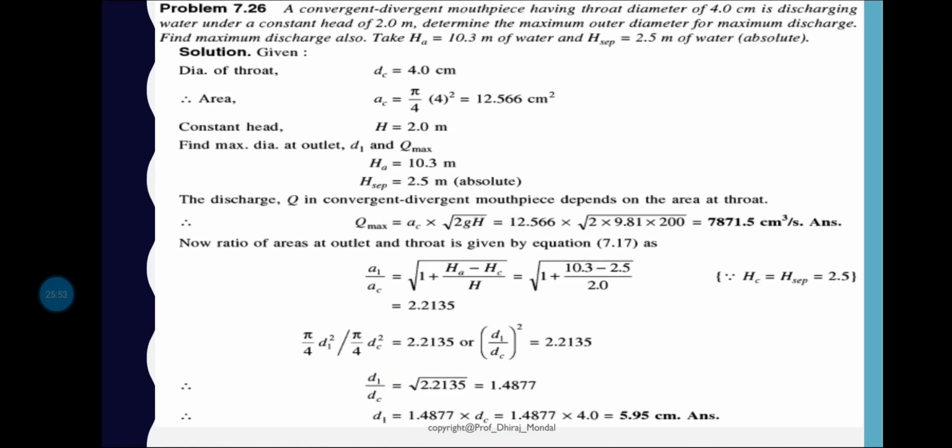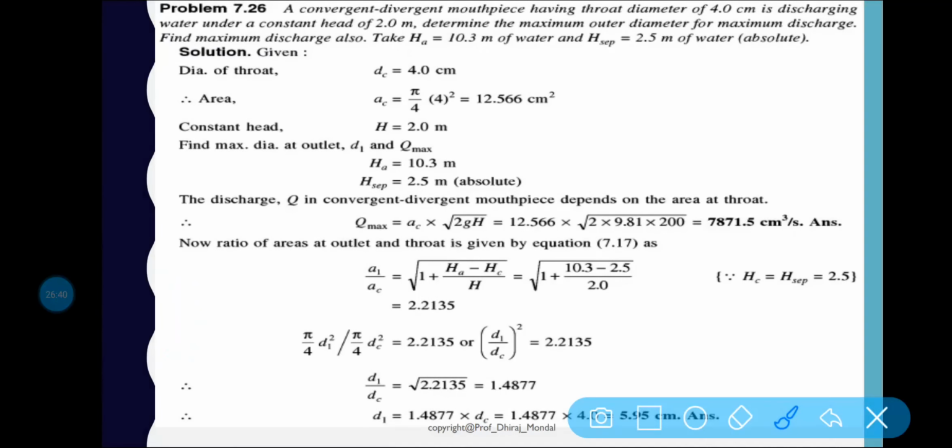Now let us solve a numerical. A convergent divergent mouthpiece having throat diameter of 4 cm is discharging water under a constant height of 2 meter. Determine the maximum outer diameter for maximum discharge. For maximum discharge also take H is equal to 10.3 meter of water and H separation is equal to 2.5 meter of water.